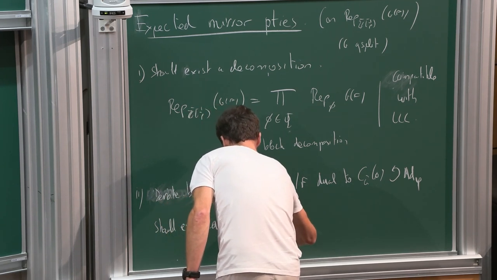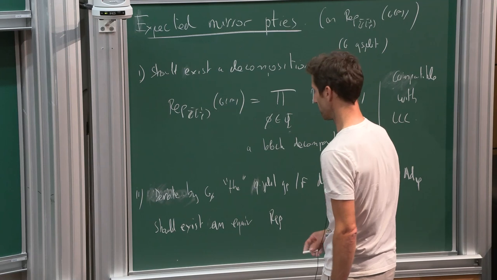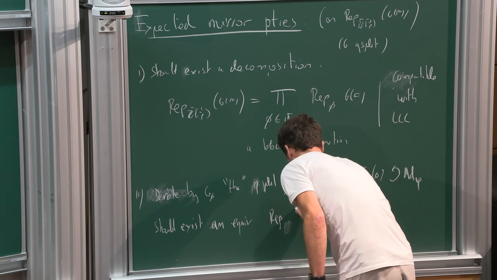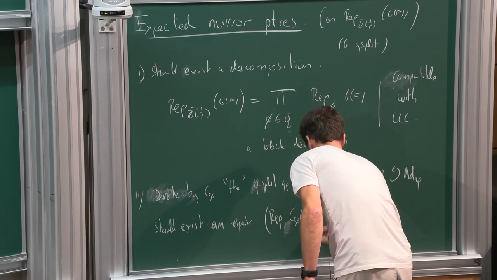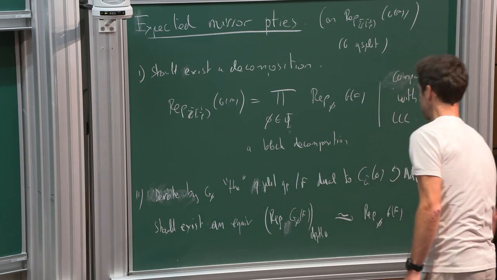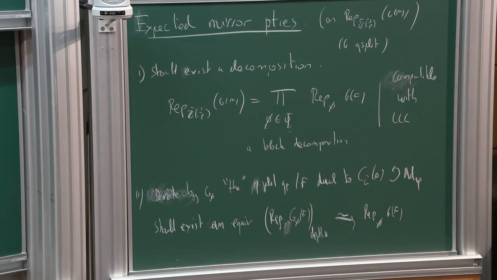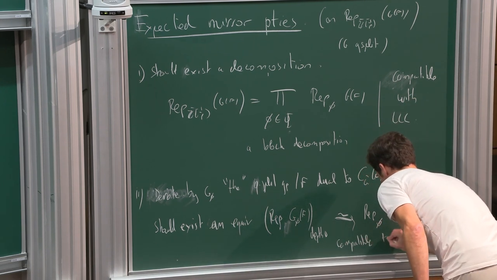An equivalence of categories between the depth zero summand of G phi, and what I denote by this. Okay. And of course it looks like wishful thinking. So what is known? And compatible with transfer.